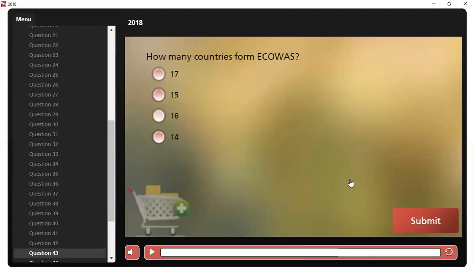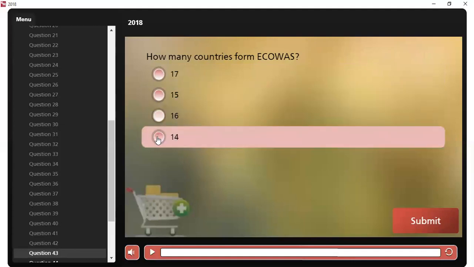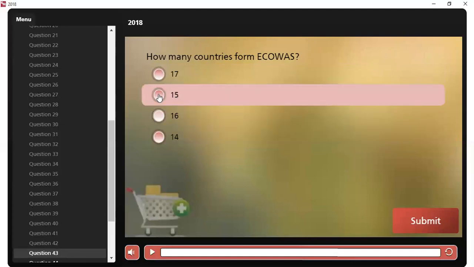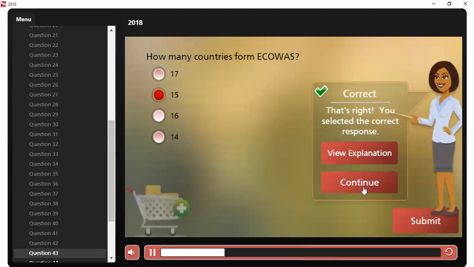Question 43. How many countries form ECOWAS? Is it 17, 15, 16, or 14? 15 countries form ECOWAS, which means Economic Community of West African States. So it's made up of 15 countries.